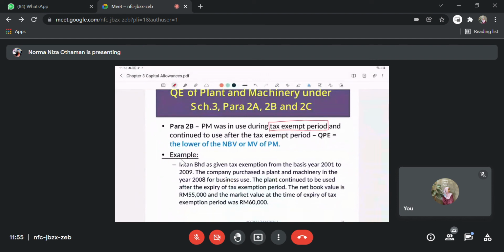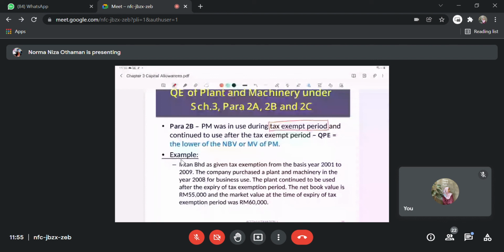Maksudnya untuk tahun tersebut dia tak perlu bayar cukai. Right? So bila dia tak perlu bayar cukai untuk tax exempt period, tapi dia still ada plant and machinery yang digunakan pada waktu tersebut. Right? And then selepas itu dia continue guna that particular plant and machinery.